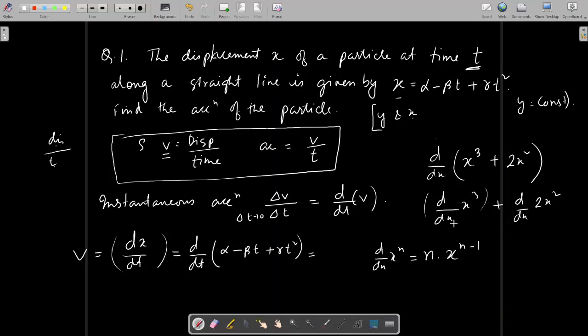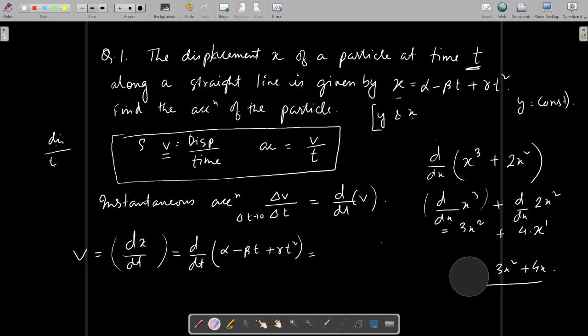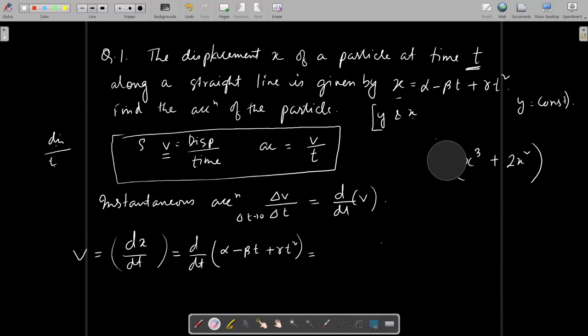Using this formula, d/dx of x cube will be 3x square, since 1 gets reduced from the power. Again, d/dx of 2x square: this 2 will come in front, 2 into 2 becomes 4, and the power will become less by 1, so it will be x to the power 1. So your answer is 3x square plus 4x. This is what you get after differentiation. These are something simple. I think it is clear. Now we can solve this question.